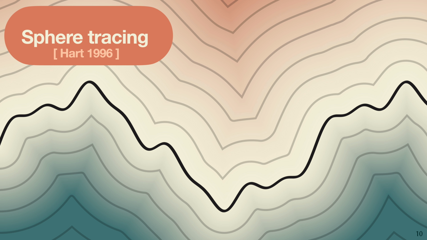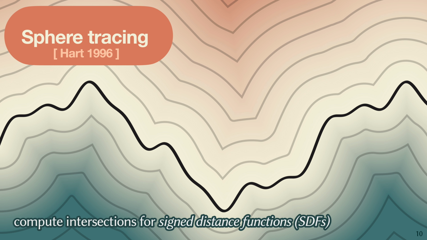In its simplest form, sphere tracing is an algorithm to compute intersections with level sets of signed distance functions. Here, I've drawn the signed distance function for a curve in the plane, so at any point, the value of the signed distance function gives the distance to the curve, with a positive sign if we're outside the curve and a negative sign if we're inside. Now, if we have a ray and we want to compute its intersection with our curve, sphere tracing says that we should evaluate the signed distance function at our starting point, which tells us the distance to the closest point on the curve.